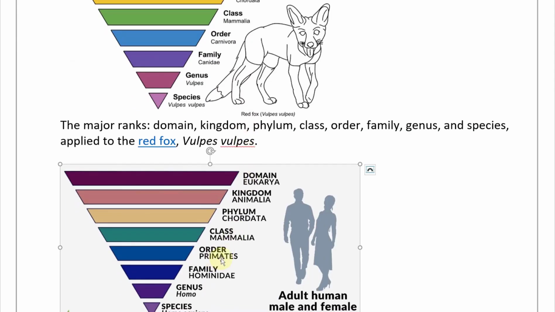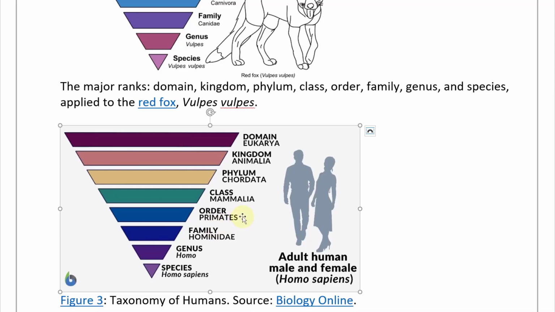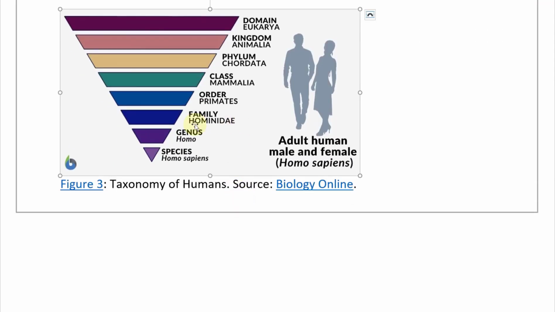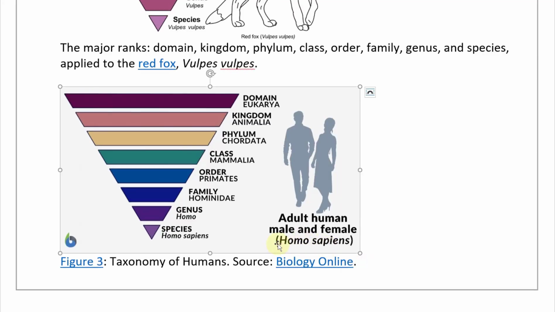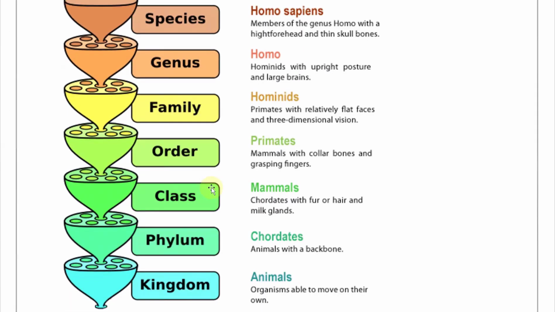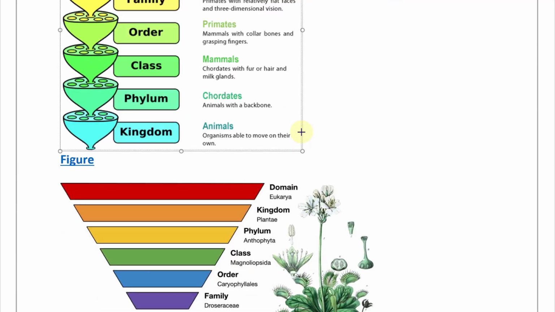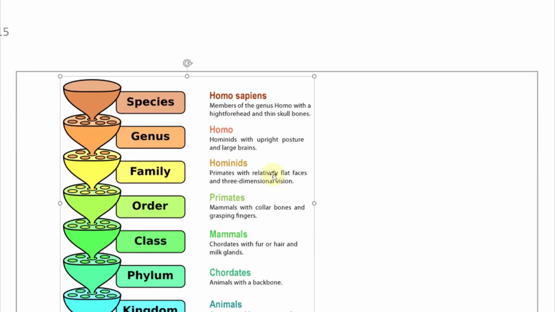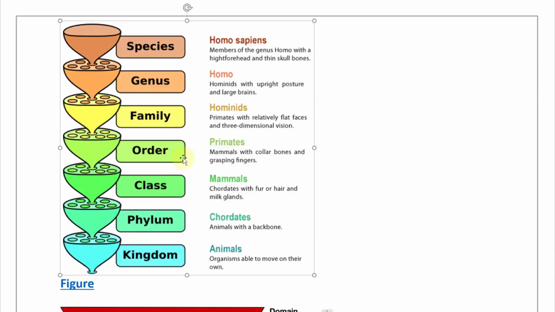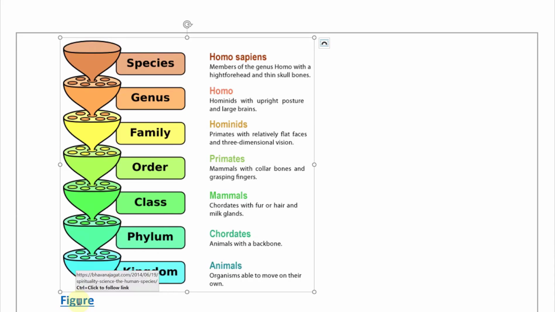And then this one is order Primates, so similar to monkeys and so on. And then the family Hominidae. And then the genus is Homo, and then species Homo sapiens. So you have adult human, male and female, Homo sapiens. Let's continue one more here. Another look at this. I've got to go in depth to see as much as we can find out. So here's a figure from this website, BHAVANAGJAGAT.com. And this is Homo sapiens. So we're going further, going backwards.